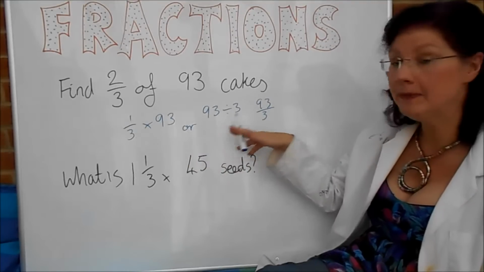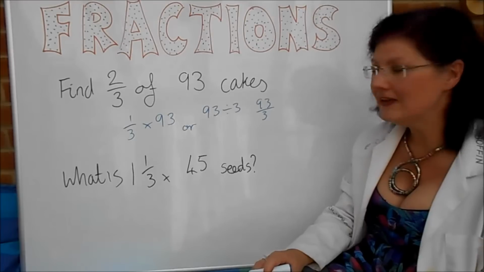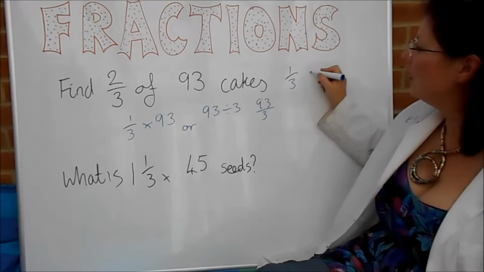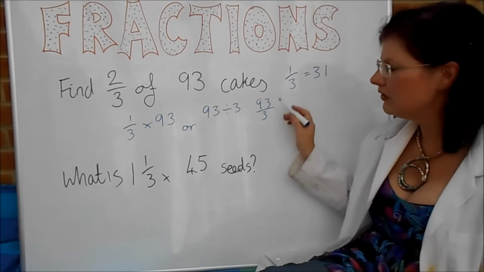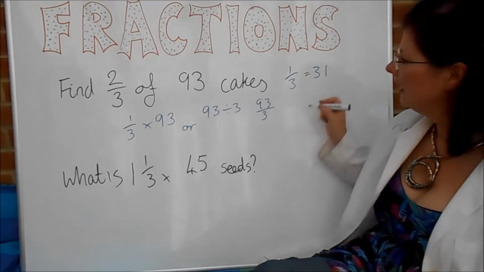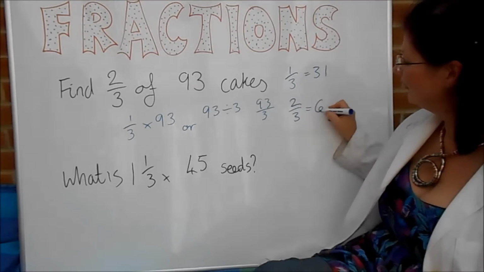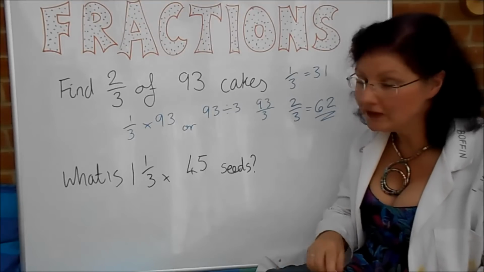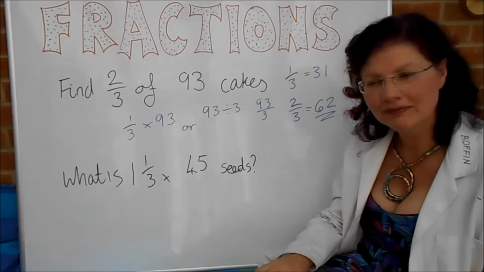Some people like that, some people like that, and some people like that. Makes no difference. All of them come out to the same answer. How many 3's in 93? There are 31 of them. 3's into 9 go 3, 3's into 3 go 1. So 1/3 of the cakes is 31. And if 1/3 of the cakes is 31, then 2/3 is 62. Easy as that.